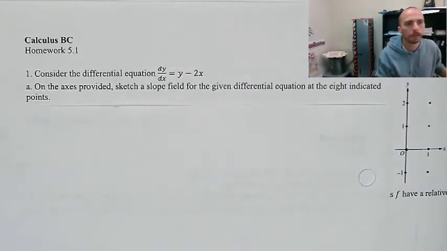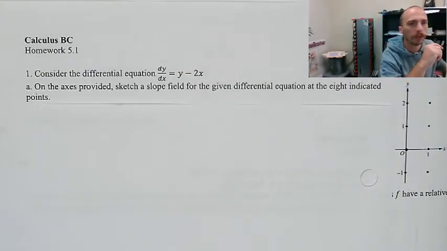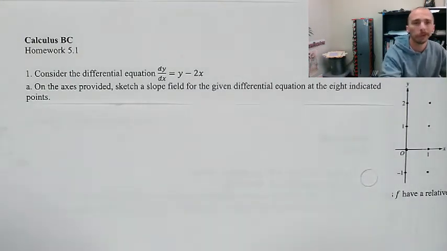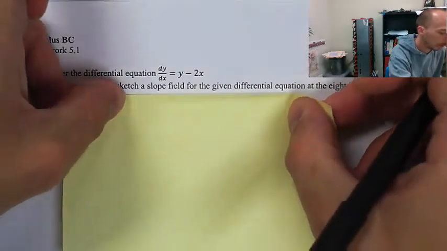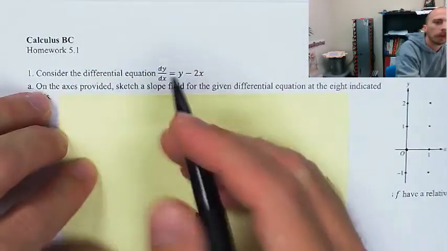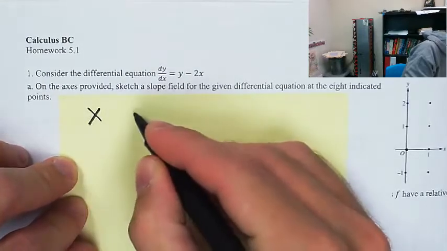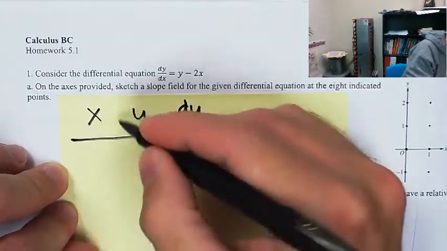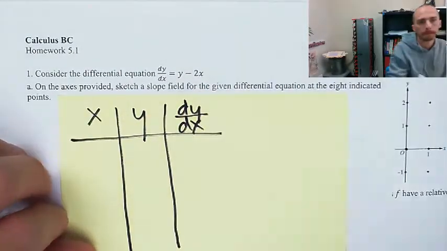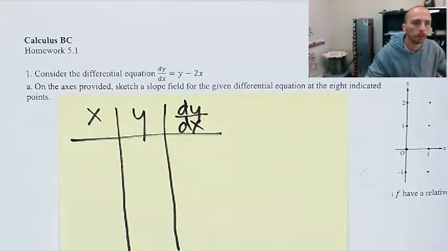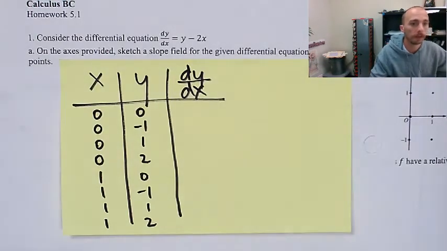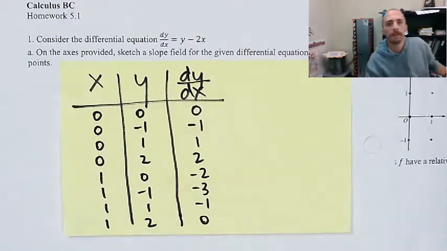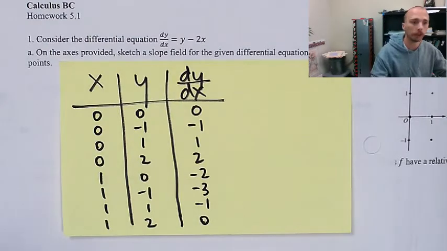On the axes provided, sketch a slope field for dy/dx equals y minus 2x at the 8 indicated points. I'm going to make a little table, but I'm not going to want that to work around forever, so I'm just going to use a little post-it note. I'm going to make a table: x, y, and dy/dx. I'm going to fill in the coordinates of the points I'm interested in finding the slope at, and then fill in the corresponding slope for each coordinate pair.